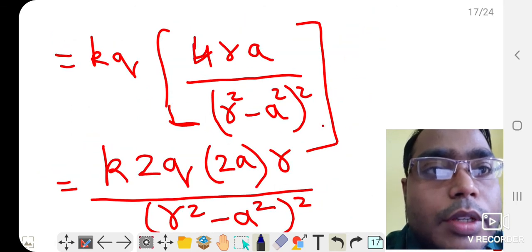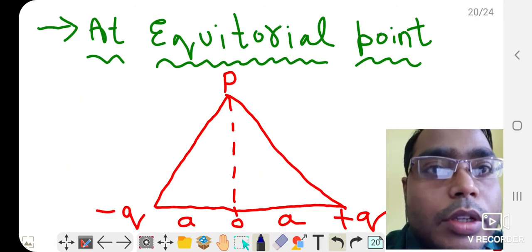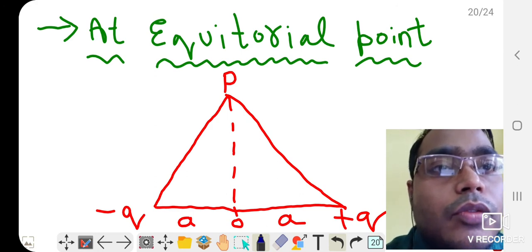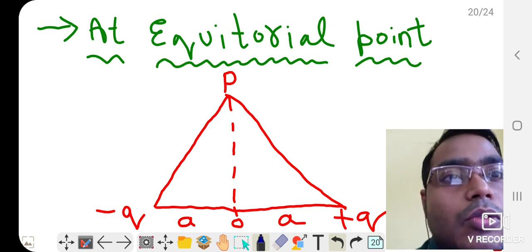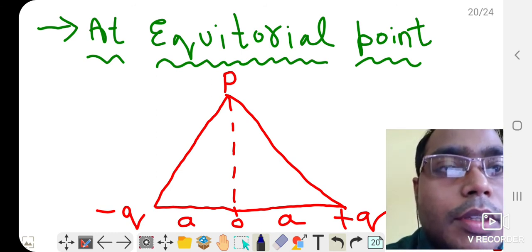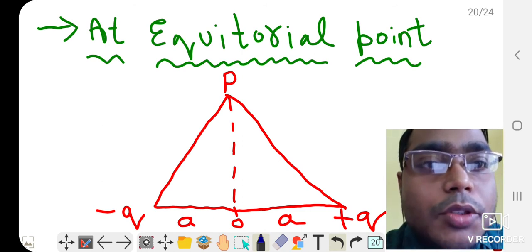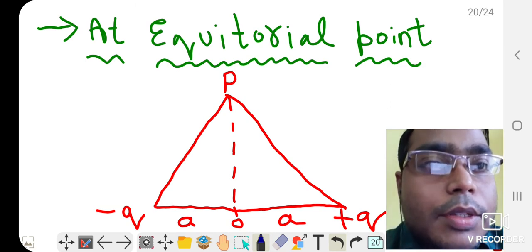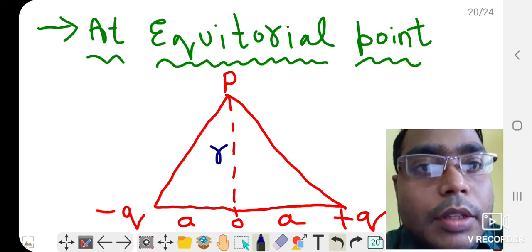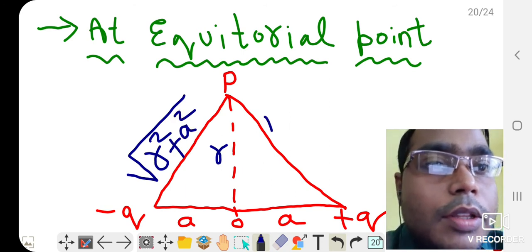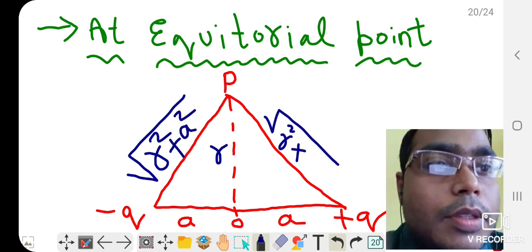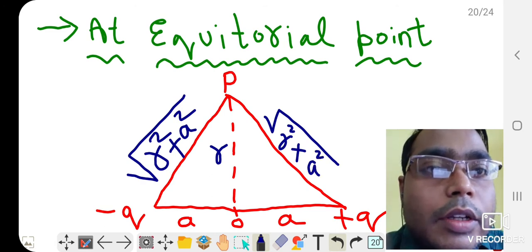Clear? So now let us move to the next point, that is at the equatorial point. So first we have done for the axial point, now we are going to do for the equatorial point. So here you can see the point P is at the equator, and there is a dipole, minus q and plus q, separated by some distance twice a. So let the distance from the point P to the point O be r. So then this will be how much? This will be under square root r square plus a square, and this will also be the same, r square plus a square, right. Clear this much?